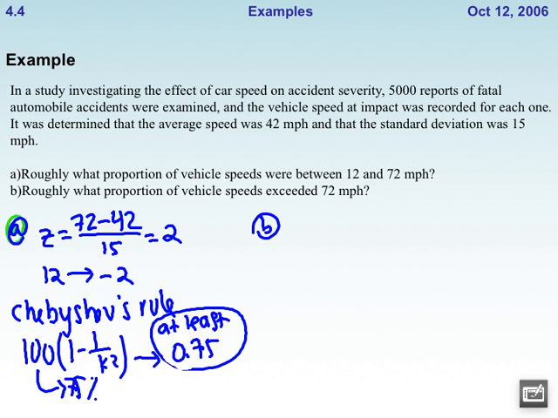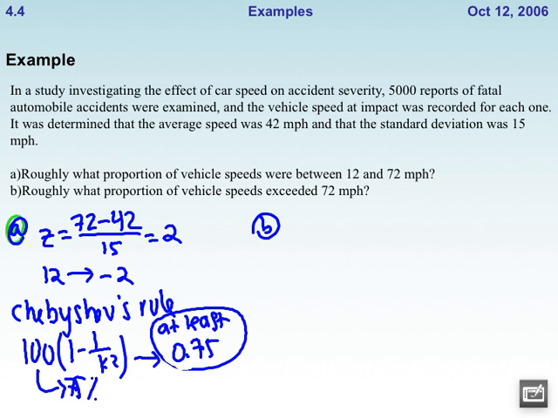B, what proportion of vehicle speeds exceeded 72 miles an hour? Any ideas? Like 0.125? You just think 0.125? At most 0.25. Which one is it? 0.125 or 0.25? Or something else? Sometimes I want you all to think about it.